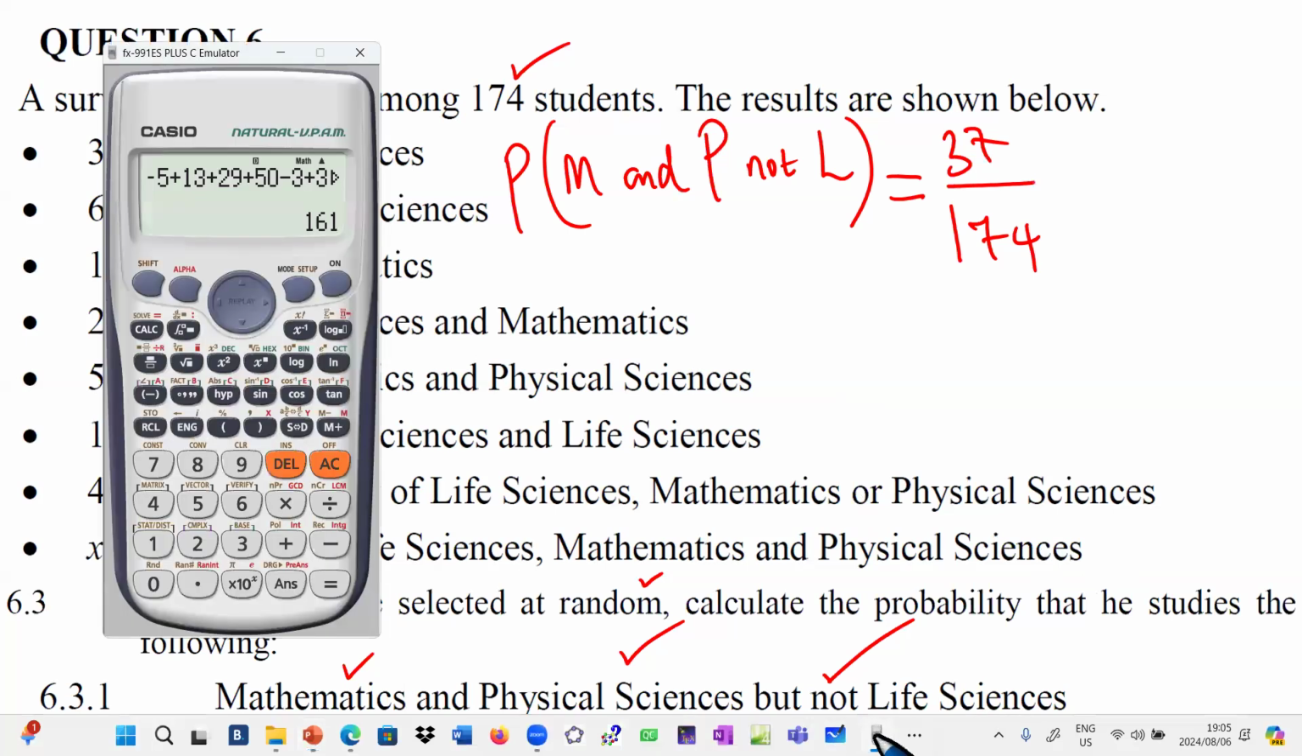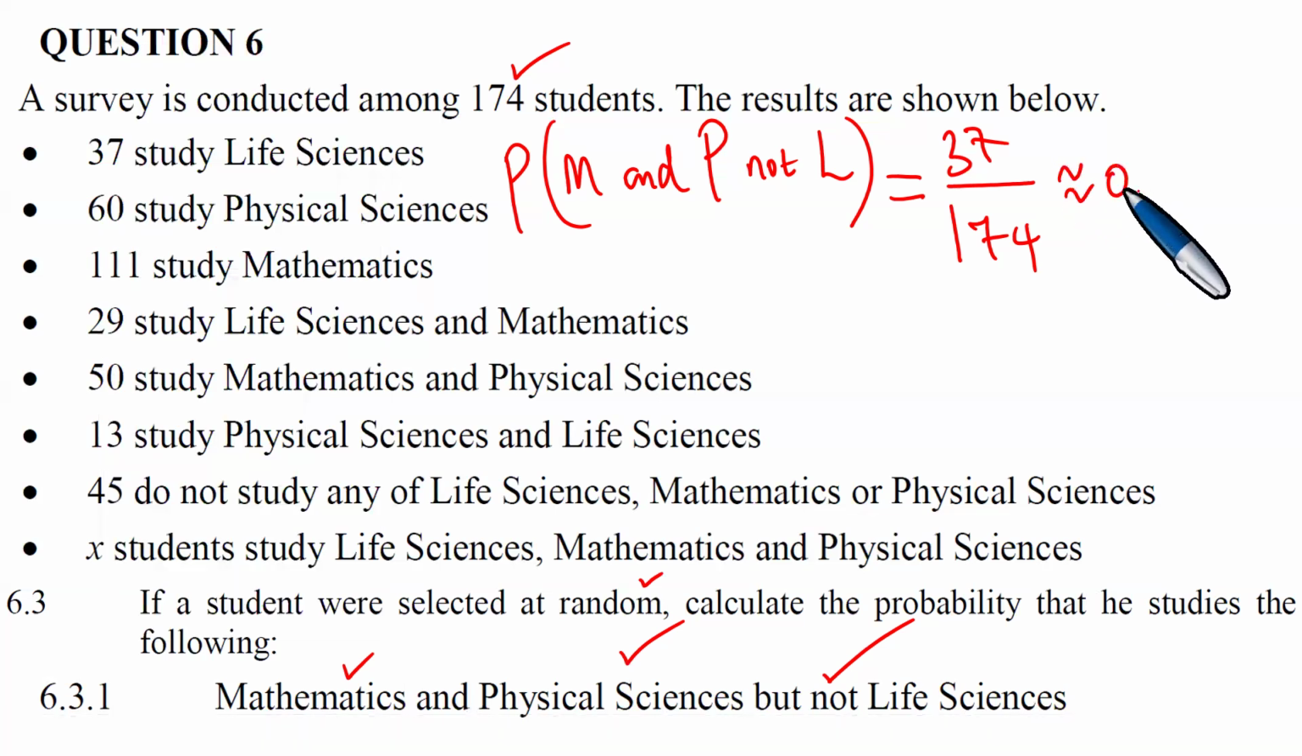And therefore, the probability is what? Remember, we're here for the next 2 hours. We're here until 8. Right, so we have 37 divided by 174. And the answer is actually 0.21.